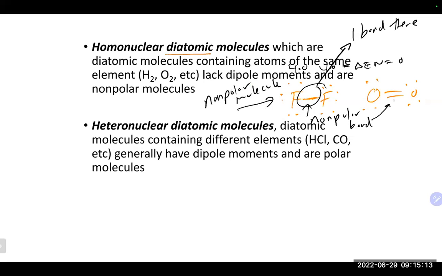Same thing here with our oxygen. There's only one bond present. That is a nonpolar bond, which means O2 should be a nonpolar molecule. Any questions on that there?